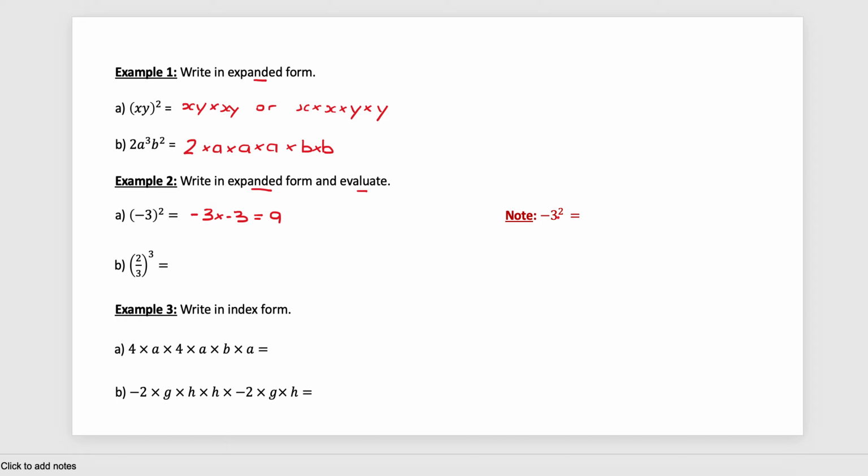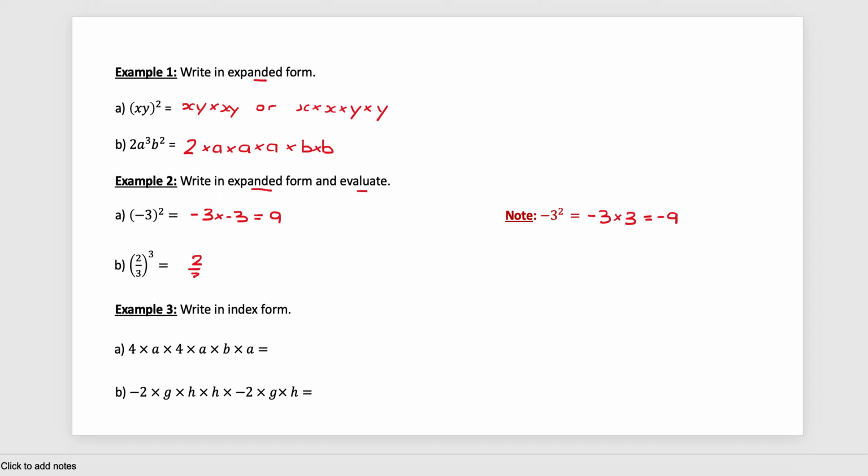When you've got negative 3 to the power of 2 without the brackets, then it's only the 3 that is to the power of 2. So the negative stays there, and then we just go 3 times 3, because only the 3 has the power of 2, not the negative, and that would give us a value of negative 9. Make sure you see the difference between these two. Then we've got 2/3 to the power of 3. Indices work for fractions as well as decimals.